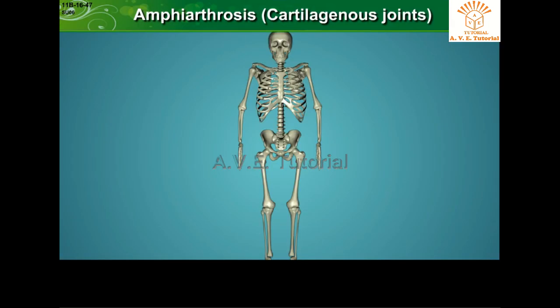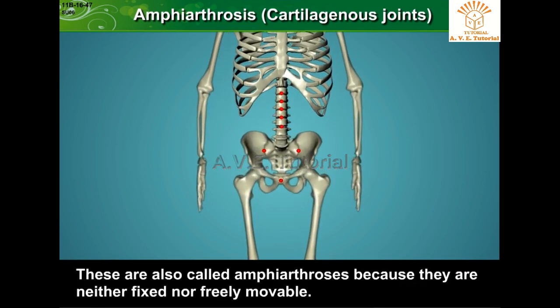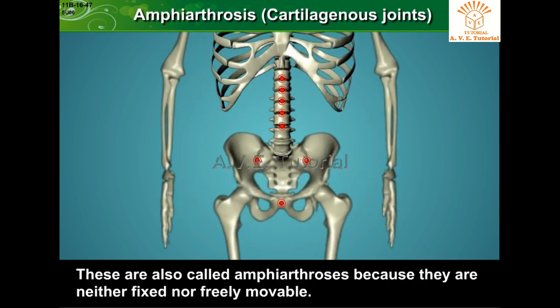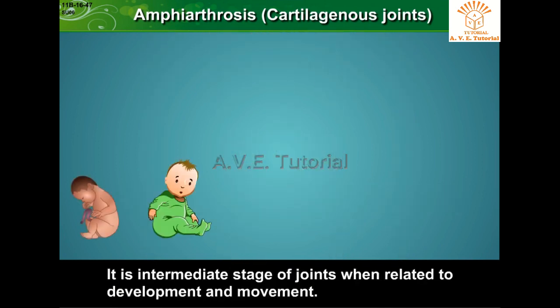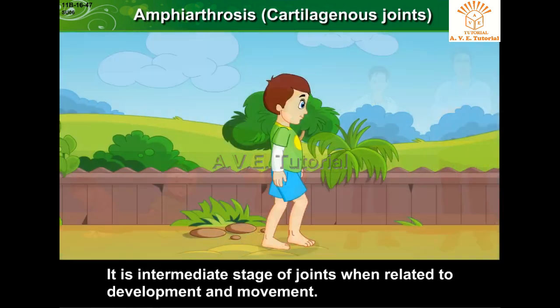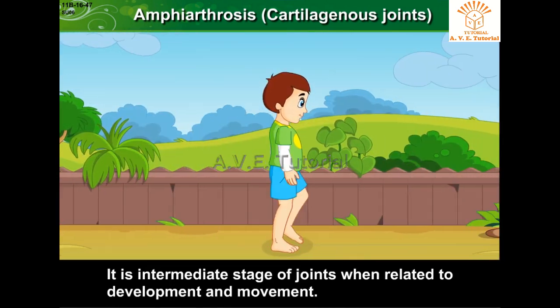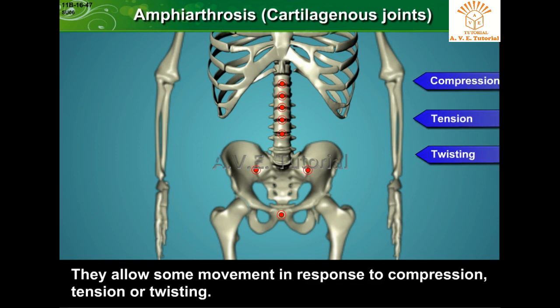Second, Amphiarthrosis, cartilaginous joints. These are also called amphiarthroses because they are neither fixed nor freely movable. It is an intermediate stage of joints when related to development and movement. They allow some movement in response to compression, tension, or twisting.